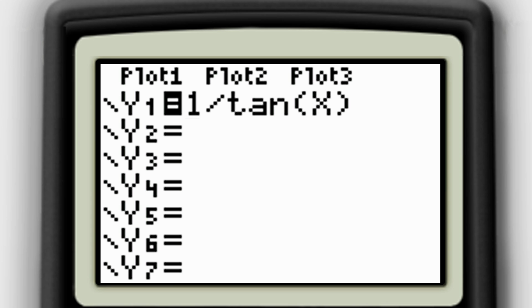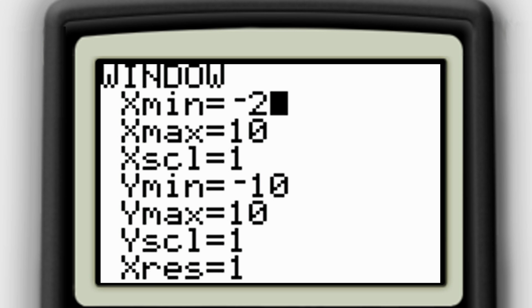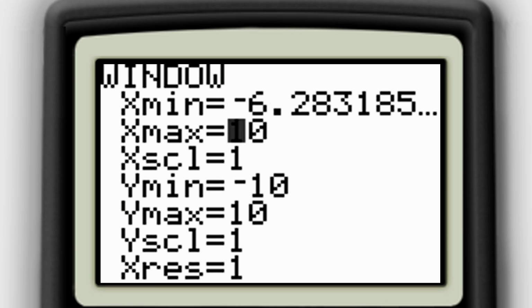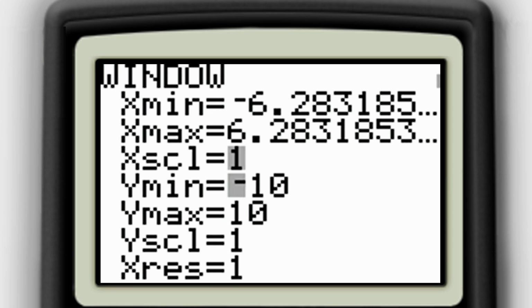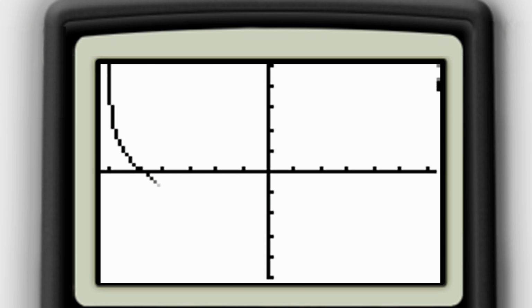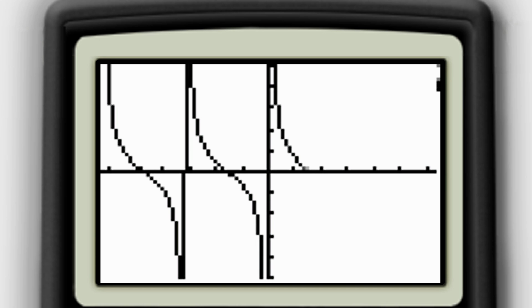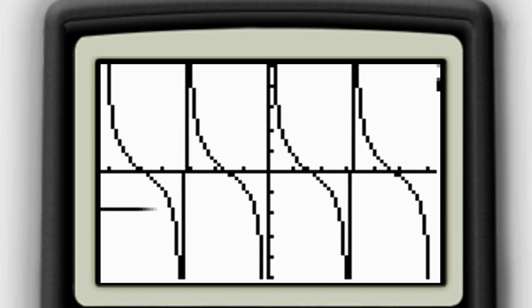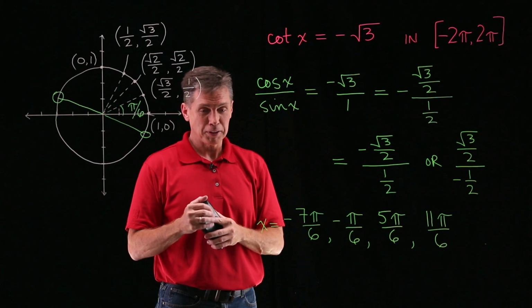As my y2, my second function, I'm going to enter negative square root of 3. What we're going to see is where they intersect. My window is negative 2 pi for the x min, 2 pi for x max, a y min of negative 5, and a y max of 5. That should give you a good view, if you hit graph, of the cotangent function. And of course, the straight horizontal line is the negative square root of 3. If you can find your window the way that I did, you'll see 1, 2, 3, 4 places of intersection. And those are our solutions. Okay. Thanks. I hope that helped.